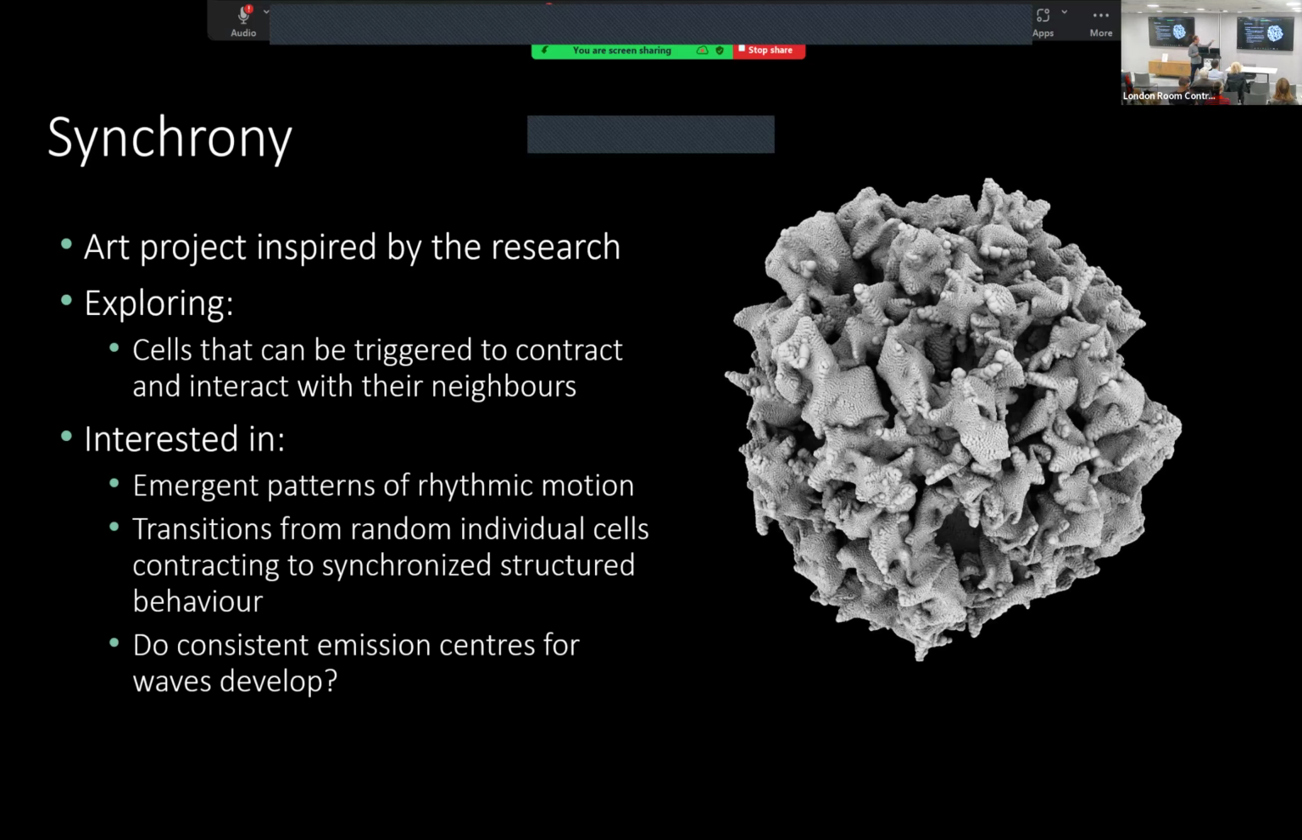And one particular question that the researchers are really interested in, because it's almost like the next steps in their research, is whether consistent emission centres for the waves develop. You start seeing consistent places in the structure where waves keep on coming from the same place. What sort of patterns are there? How do they emit, things like that? So there are some questions that are potentially relevant to their research.